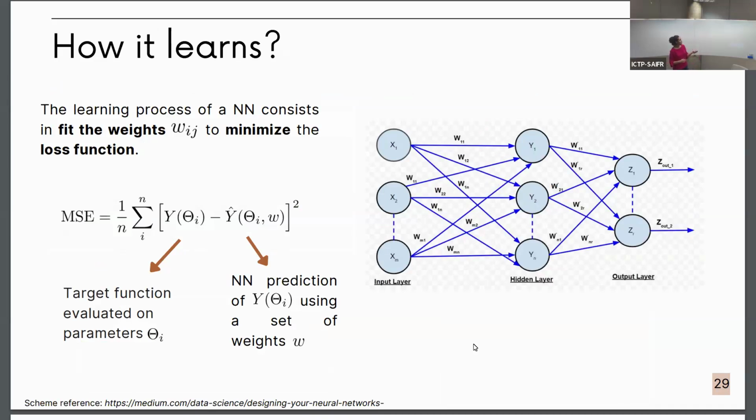To learn, what a neural network will do is to minimize the loss function. The loss function is a quantitative way to look at how bad your emulation is, and you need to minimize this quantity. Here I have an example of a loss function, the mean square error, that compares the target function evaluating the parameter theta I and the neural network prediction of this target function. And what the neural network does is to minimize this function with respect to the W values.